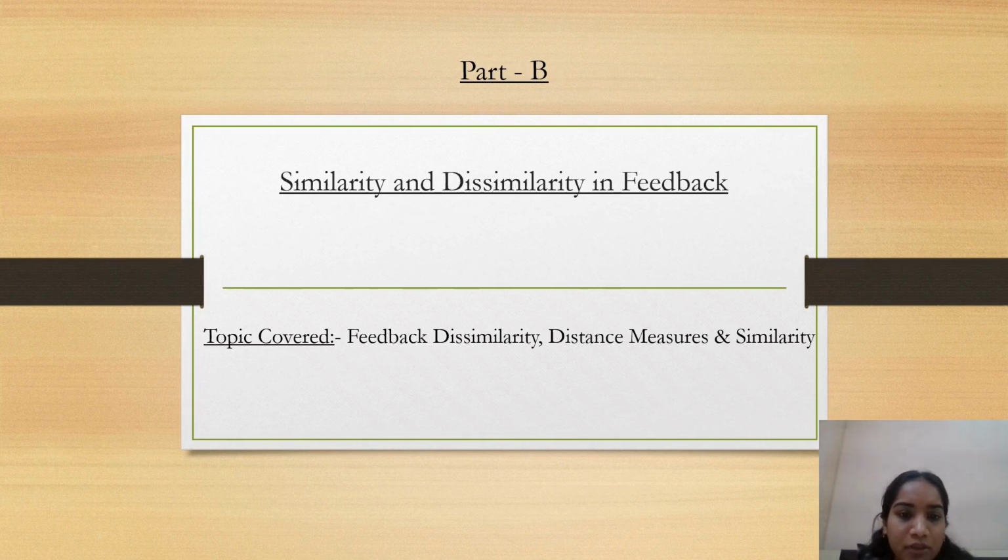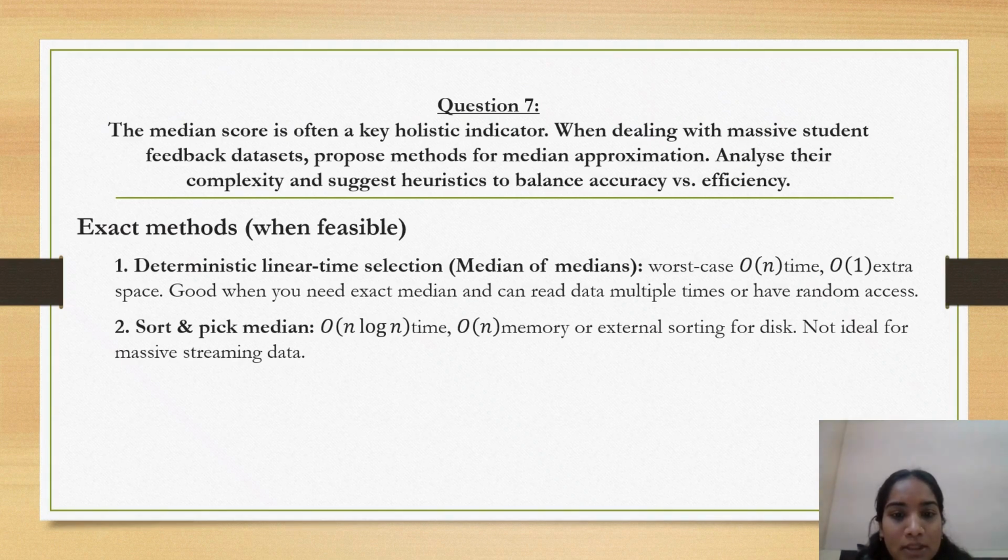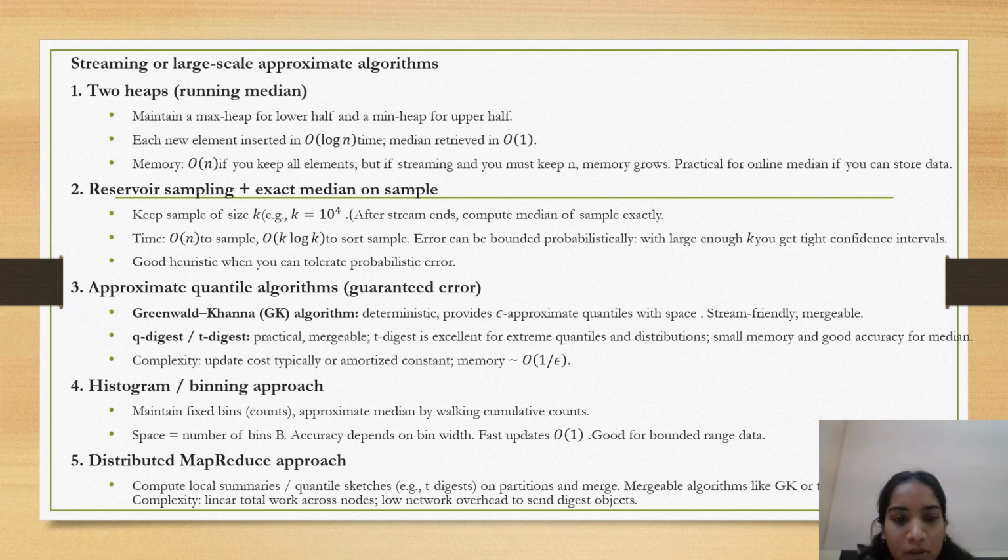Hello everyone. Today I will be explaining the internal 1, part B, question number 7. We will discuss efficient ways to approximate the median in massive or streaming datasets like student feedback scores, where exact computation may be costly or impractical. Median is a robust central tendency measure, especially for skewed feedback data. But when the dataset is huge or streaming, standard exact methods like sorting are inefficient. So we need algorithms that balance accuracy, memory, and speed.